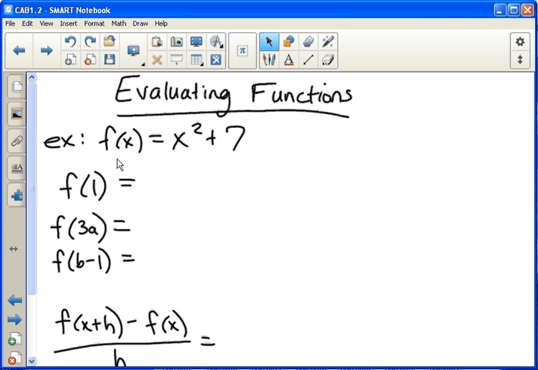So if you think about it this way, there was an x in the parentheses, now there's a 1. So what they're telling us to do is substitute 1 in for x. So we'll do that on the right side as well and replace the x with a 1. So we get 1 squared plus 7, and we get an answer of 8.